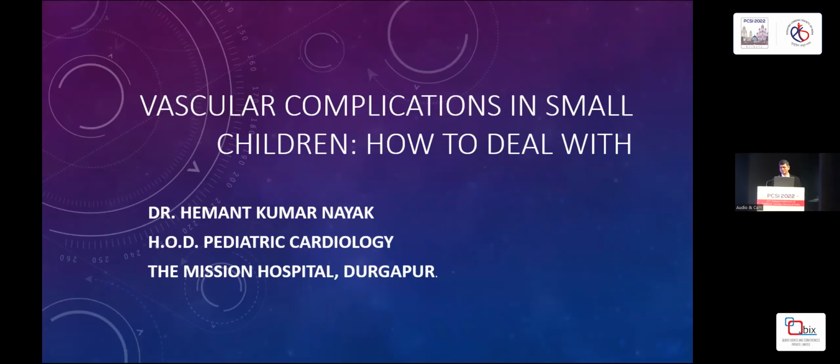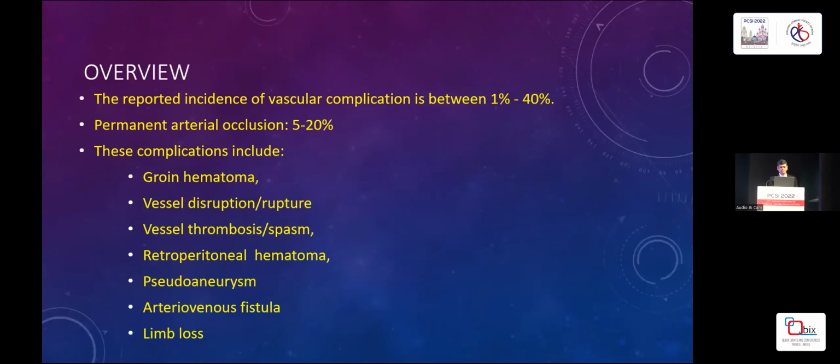Yeah, good afternoon, everyone. So today I'll be speaking on vascular complications in small children, how to deal with. All the interventionists, however well trained we are, we will always have some vascular complication, especially in infants less than 10 kg babies. The reported complications are 1 to 40% in different papers, and permanent arterial loss is around 5 to 20%.